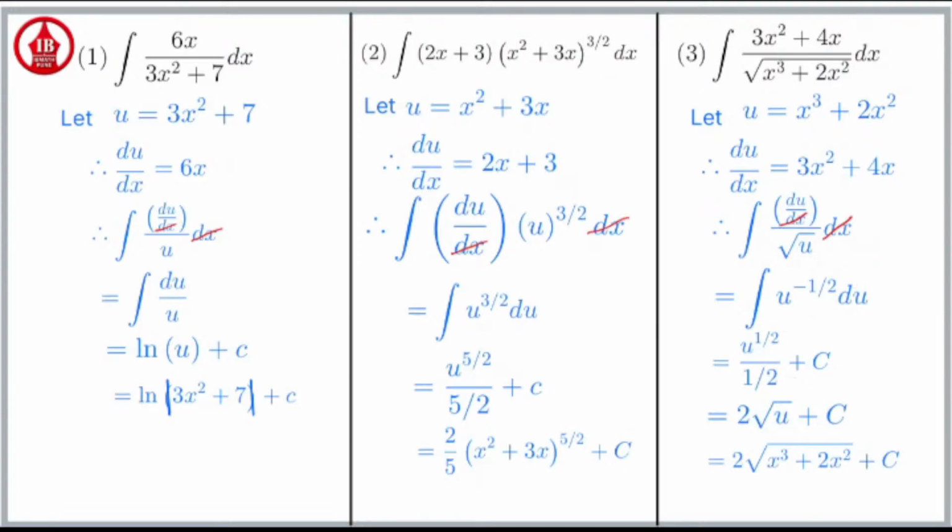I hope you understood all this. So the final answer is this, but the u we have to substitute back. U is x cube plus 2x square, so square root of x cube plus 2x square. This 2 is because in the denominator we have a fraction, so it will be upside down, it will be 2 by 1. So 2 into square root of x cube plus 2x square plus c.